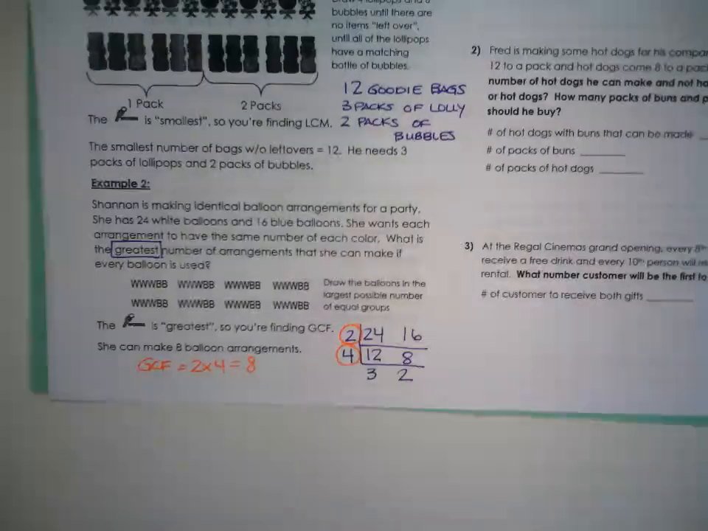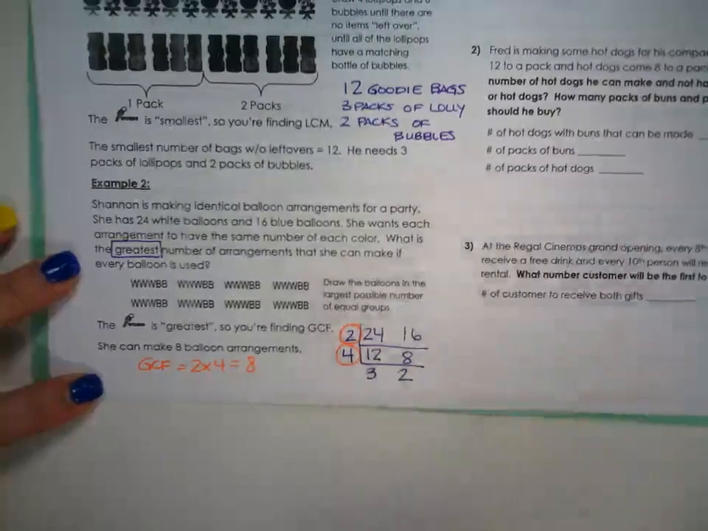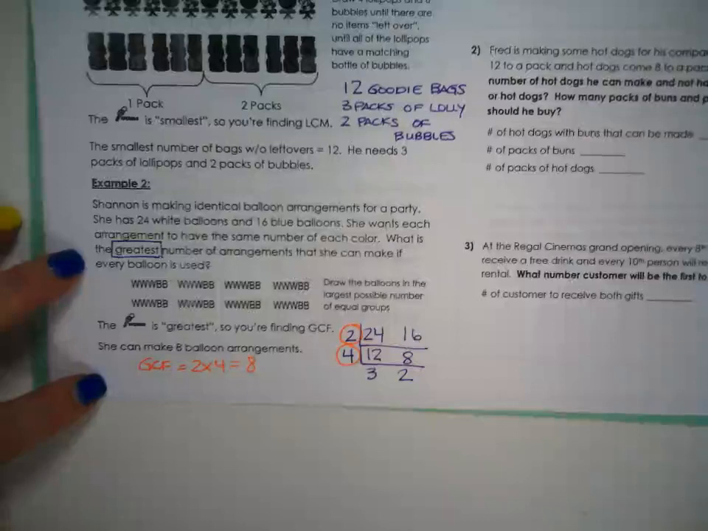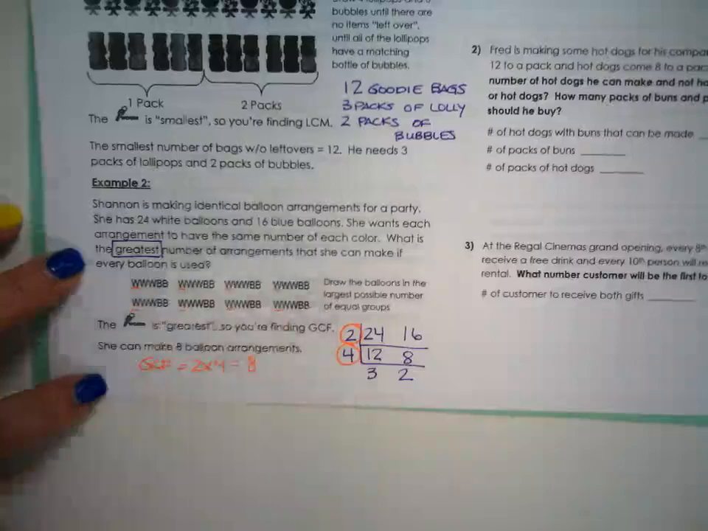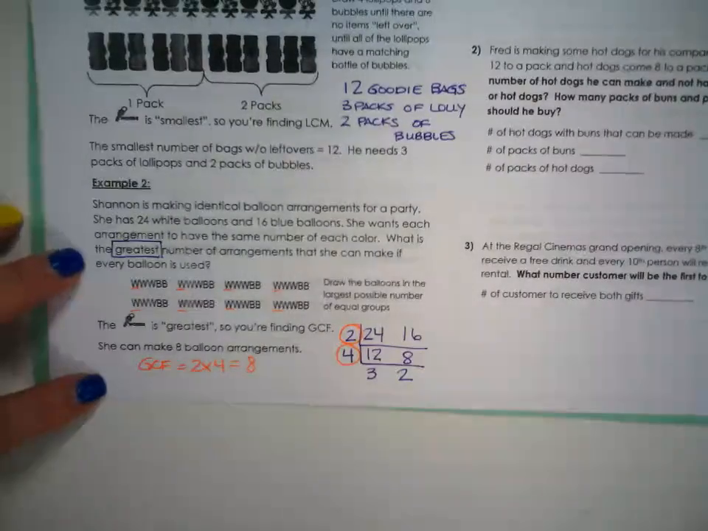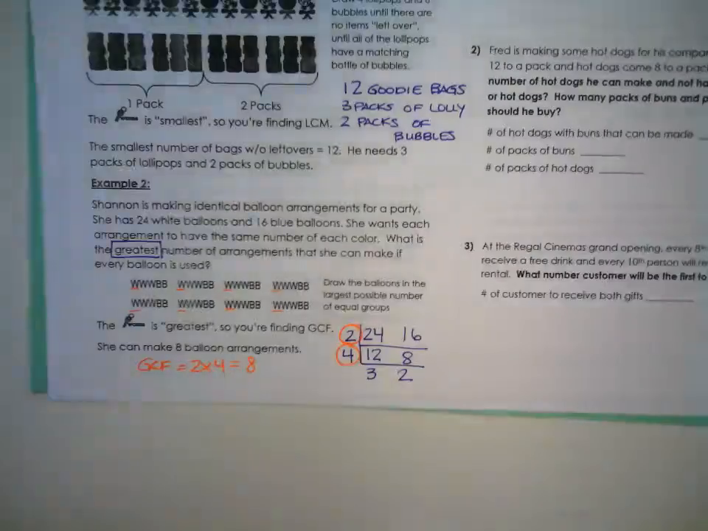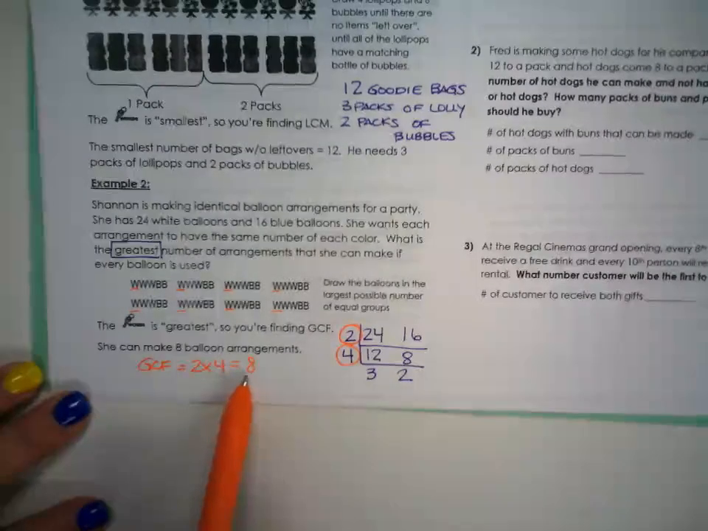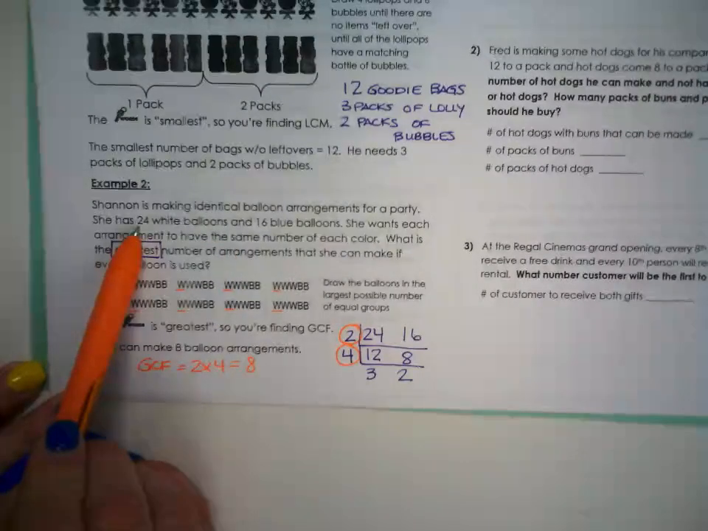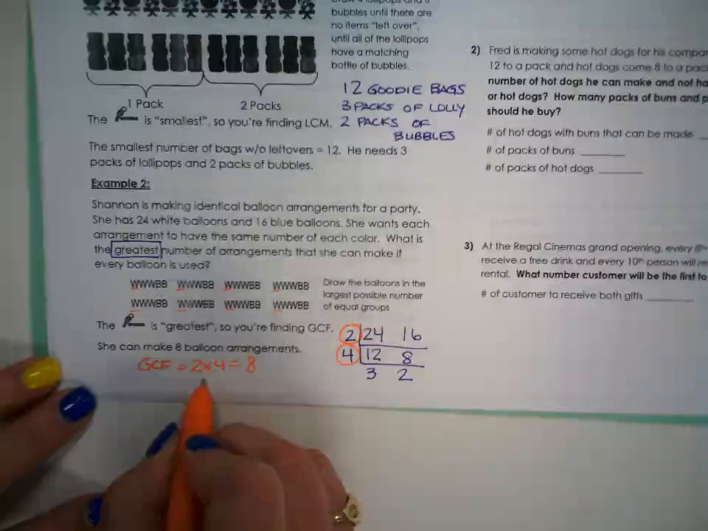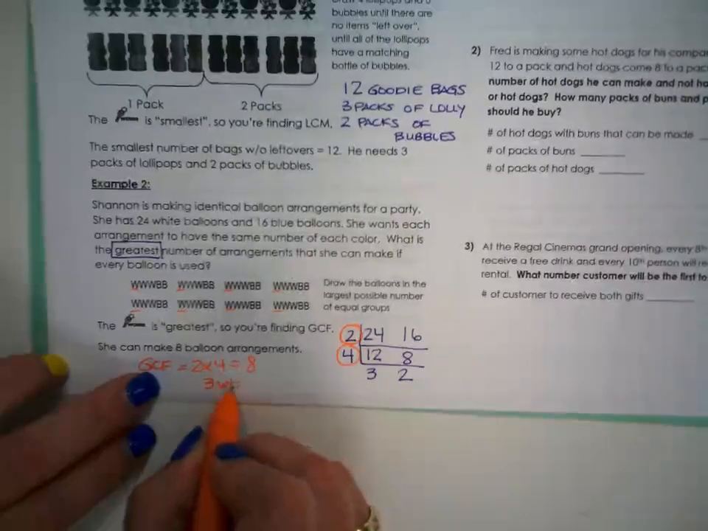Now if I know there's going to be 8 arrangements, there's a couple ways I can figure out how many blue and how many white. Let's look at that. So we could do it this way. I'm going to make 8 arrangements. How many white balloons do I have total? 24. So I could do this. 1, 2, 3, 4, 5, 6, 7, 8. That's the first round. And I can keep counting until I get all 24 balloons given out. And then I can do the same thing with the blue. Or I can look: if I'm going to make 8 arrangements, how many groups of 8 are in 24? 3. So I'm going to have 3 white balloons in each group.